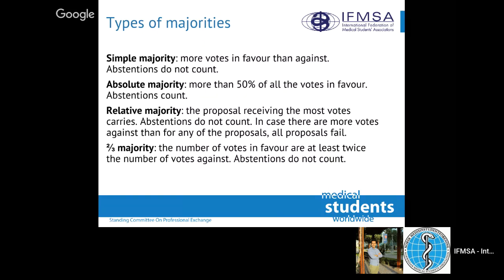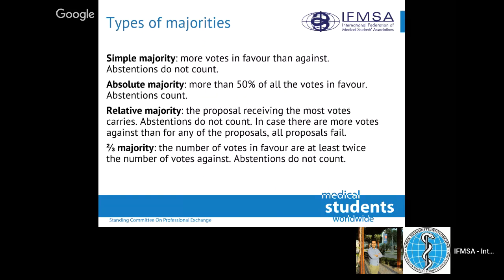There is also the relative majority. In this case, it's related to a situation when you have more than one proposal and you have to vote between one proposal or an alternative proposal, or maybe also against both proposals. And in this case, the proposal receiving the most votes carries. Abstentions do not count, though. In case there are more votes against than for any of the proposals, all proposals fail. So that means that the proposal that has the highest number of votes carries, even if it's not representative of the majority of the people with voting rights, so even if it's not more than 50%. And also, if the highest number of people is against any proposal, all proposals fail.